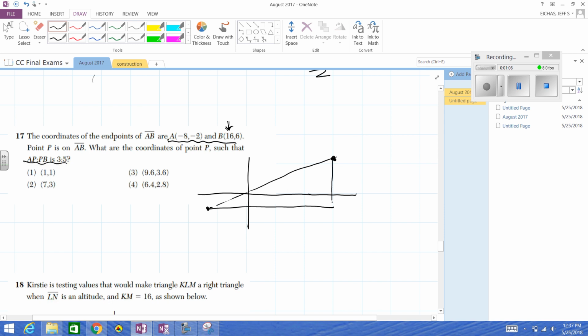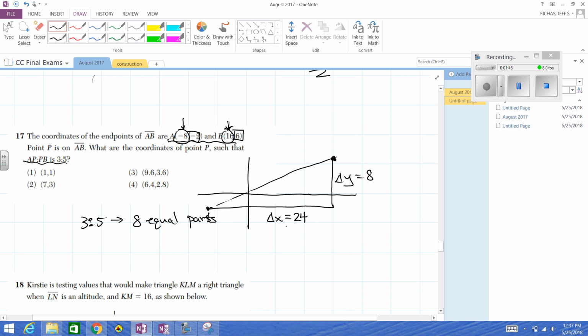There's a change in x and there's a change in y. And you can get those from the coordinates. So you've got -8 to 16 is your change in x of 24. It's going to take 24 steps to go from -8 to 16. And then to go from -2 to 6 is 8 steps, which is your change in y. Now, when you look at a 3:5 ratio, we should be thinking 8 equal parts, right? So now here's what happens.